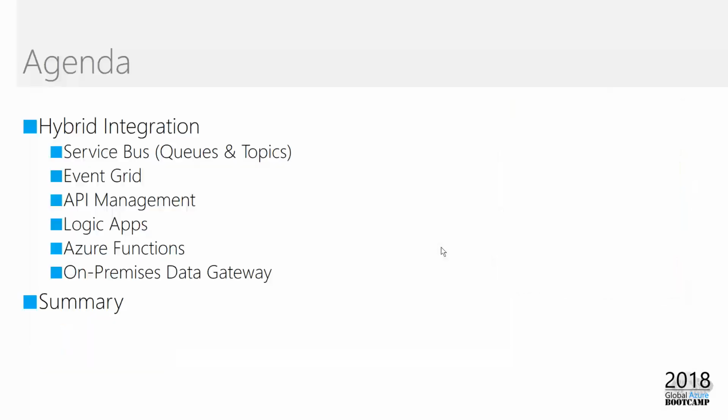What I want to cover in hybrid integration is Service Bus. I want to cover Event Grid. How many of you have heard of Event Grid? Okay, a few people. Then API Management, Logic Apps, Azure Functions, and the on-premise data gateway.